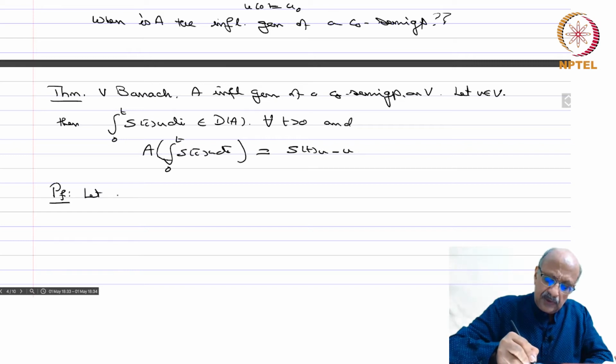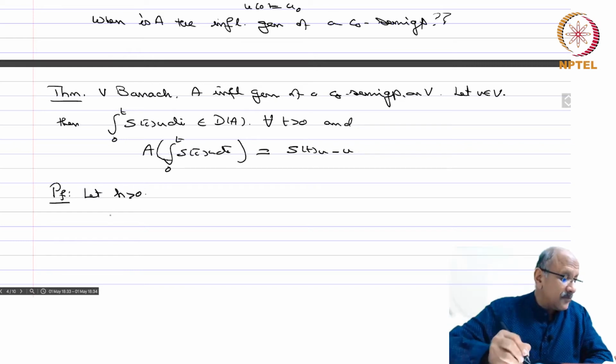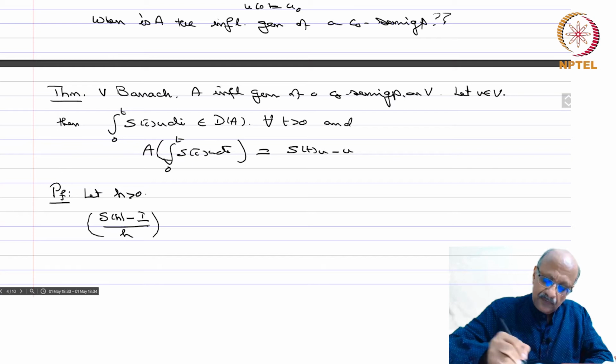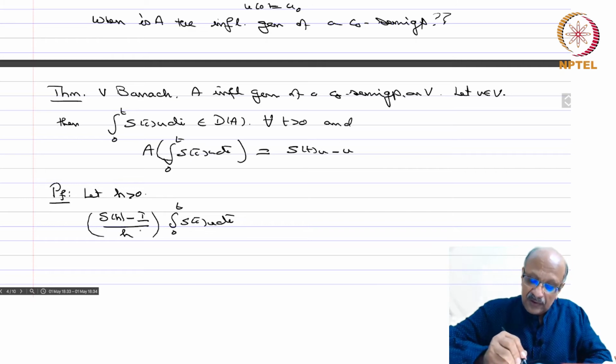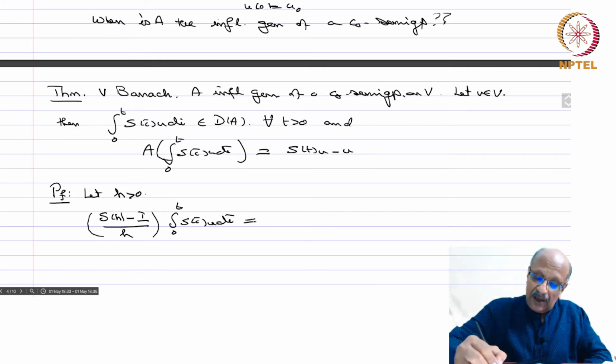So, let h be greater than 0. So, we just have to check whether that integral is in this domain. So, by (S(h) minus I)/h acting on the integral from 0 to t of S(τ)u dτ. Now, what is the property of the integral? How is the integral defined? It means that every continuous linear functional, every continuous linear mapping can pass through the integral sign. That is built into the definition of the integral itself, if you have seen it already.